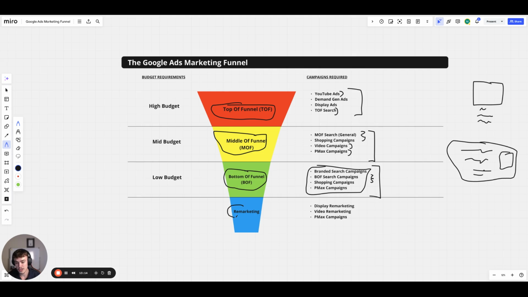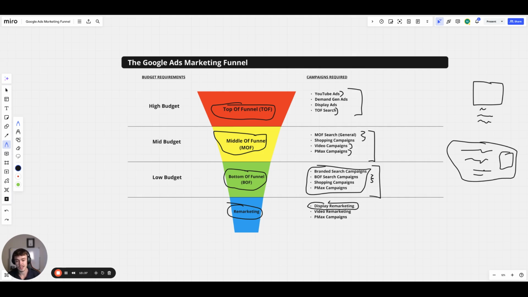And now we also have remarketing. Now, remarketing can be very, very lucrative when done right. Like I said, if you have a PMAX campaign running, it's probably doing some remarketing for you. And that is all automatic, essentially. PMAX will just try and find people and show them the same ad over and over again and try and get them to convert. You also have the option of display remarketing.